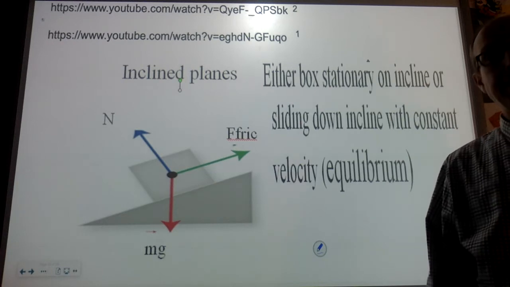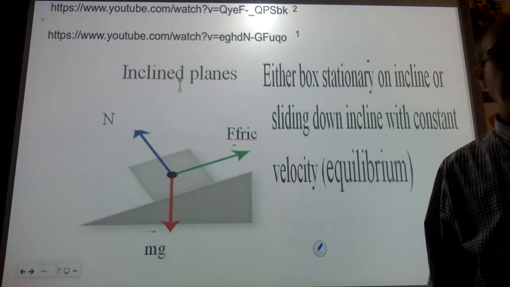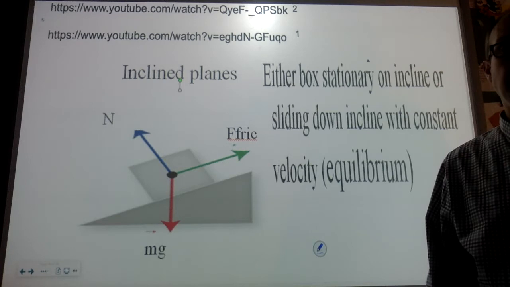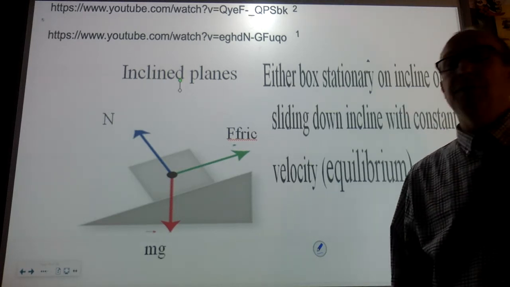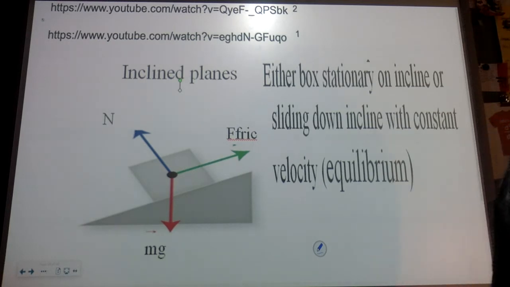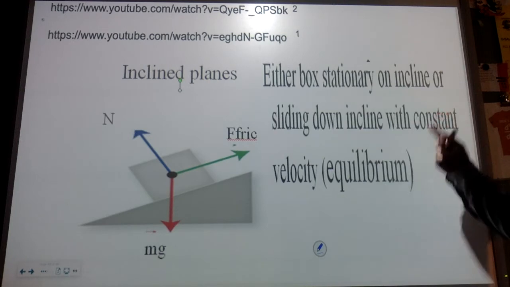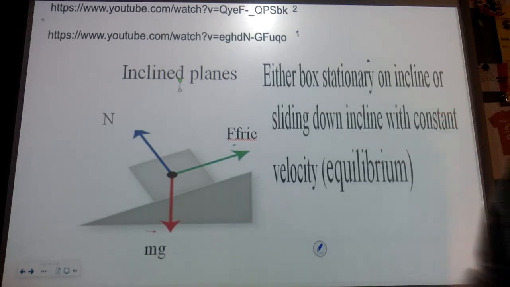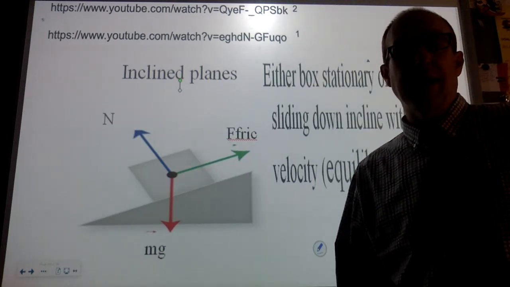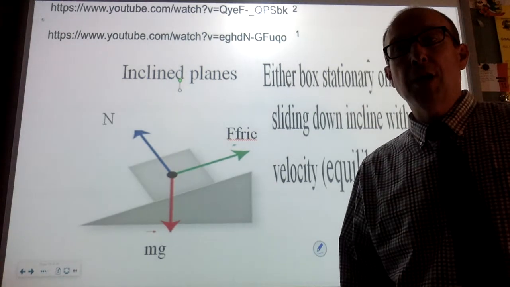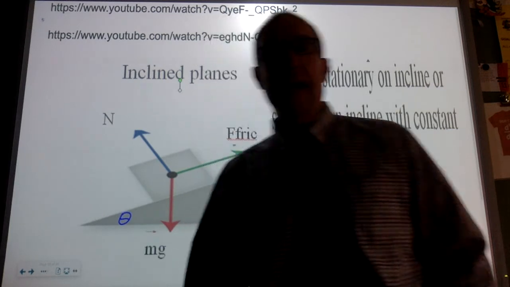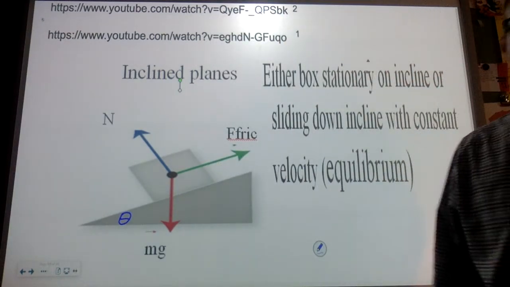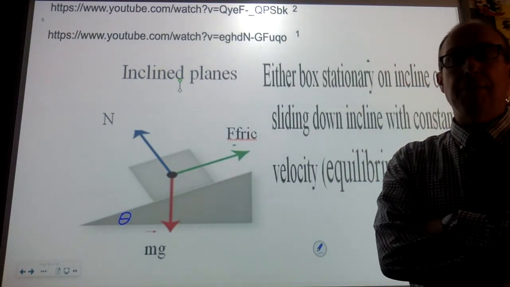So I'm going to show you guys today how to do free body diagrams on inclined planes and also how to solve problems. As far as we're concerned, we're only dealing with equilibrium to start with. So either this box is stationary or it is sliding down the incline with constant velocity. When we talk about the angle of the incline, we always talk about this angle. So this is the angle with the horizontal.